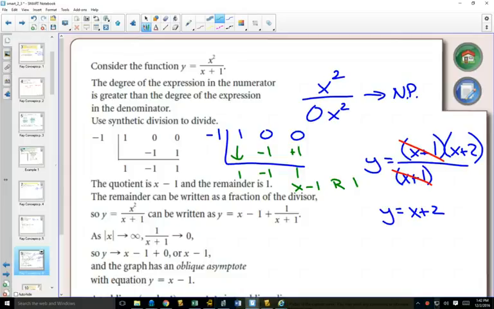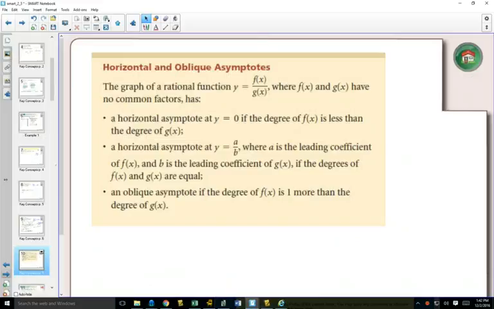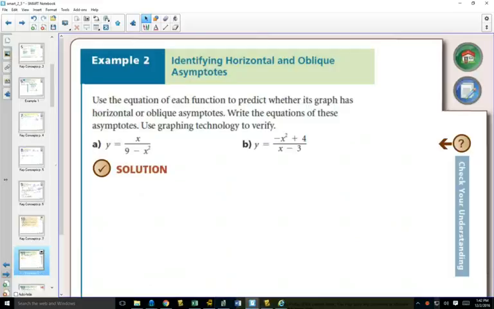Whatever you get as your answer, you can ignore the remainder. The remainder could be 8 billion. I don't care. Whatever you get as your answer will be the equation of your oblique asymptote. So it's not actually that hard to figure it out. So with that, we can go to example number 2.